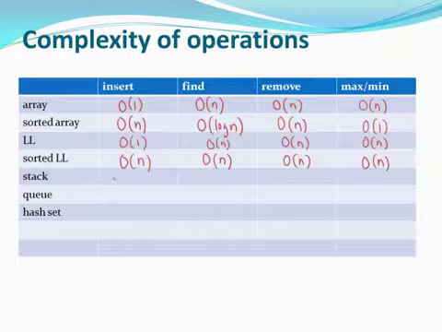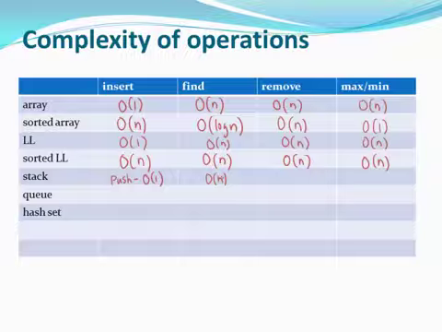Now, when it comes to stack, what we mean by insert is we push something into the stack. That is big O of 1. Finding means that if you're looking for any element in the stack, you will have to pop all the elements from the stack and then look for this element. That would cost you big O of n, and you put the stack back into its original shape. Removing something from the stack can only be done from the top, which we call pop. So that's big O of 1.